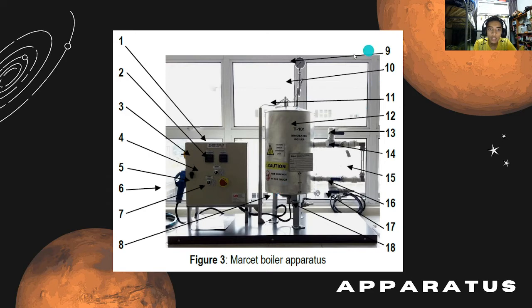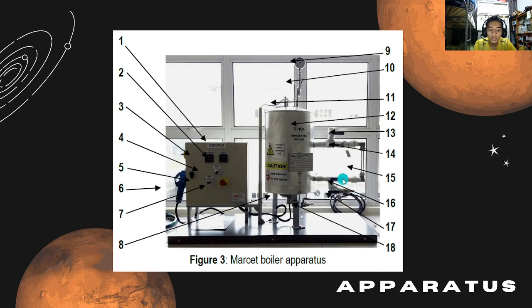And number 9 is the steam pressure gauge. 10 is the steam pressure transmitter. 11 is the steam temperature transmitter. 12 is the boiler tank. 13 is the steam vent valve, MVB 102. The number 13, this one. 14 is the side glass valve, which is the MVB 101. And 15 is the water level indicator.